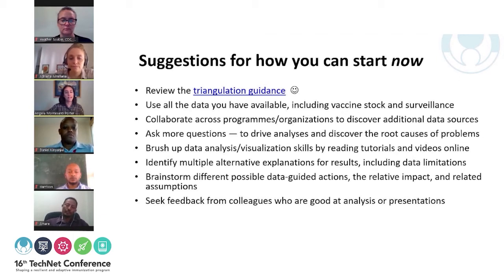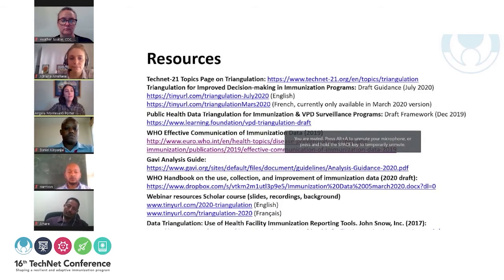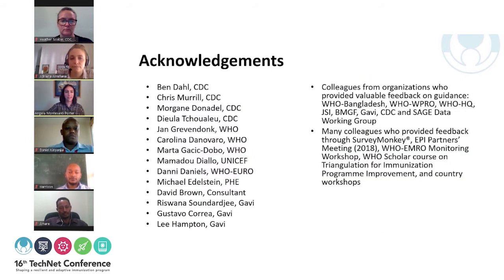Brainstorm different possible data-guided actions, the relative impact and related assumptions, and seek feedback from colleagues who are good at analysis or presentations. So we'll end there, except to say that there are a number of resources on triangulation available. And this first reference here, the TechNet 21 topics page on triangulation is available and includes not only the draft guidance that we've been discussing, but we've also curated a number of resources for you on this page. So we highly recommend you visit that.